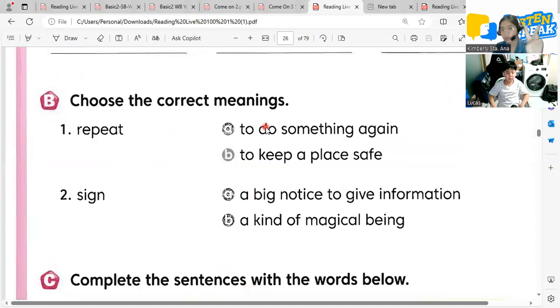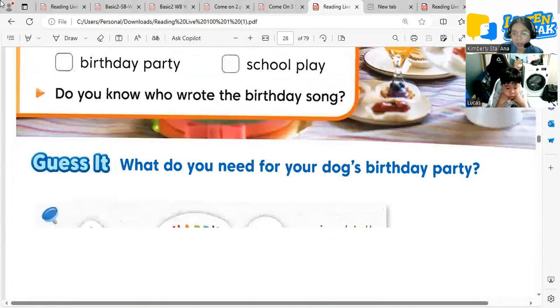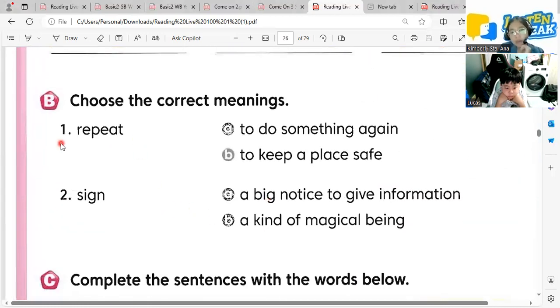Now we have two words here, okay? So we will review these words together and I want you to look. What is number one? Repeat. What is repeat? Is it to do something again or to keep a place safe? To do something again. So I repeat again and again. Okay, that's right.